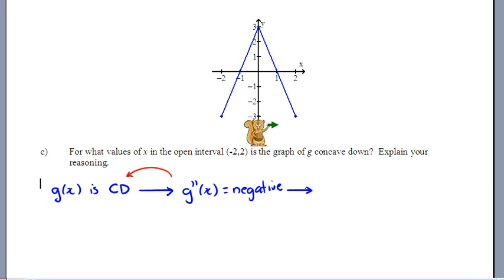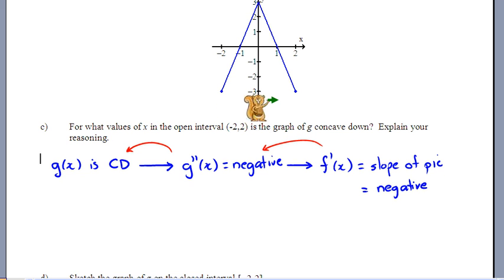g double prime is the same thing as f prime of x. f prime of x is just the slope of the picture. And apparently, I want that to be negative. If that's negative, then I would know that g double prime is negative, and then I would know that g is actually concave down. So all I have to do is just look and see, where's this graph decreasing? Where's the slope negative? And that's pretty easy to find. It looks like for that whole second half.